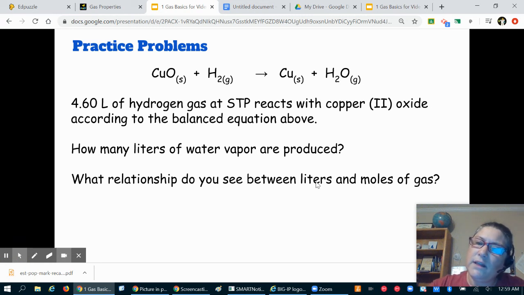Did you see a relationship between liters and moles of gas? It's very interesting. Unlike grams, which is different for every compound, because ideal gases all occupy the same volume, you can actually use liters without converting to moles. I know I kind of tricked you on that one, but I wanted you to be able to see that.